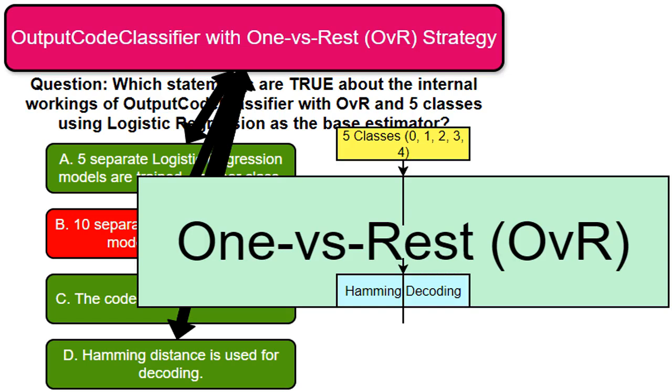In this approach, a separate binary classifier is trained for each class. Each classifier is tasked with distinguishing one specific class from all the other classes. Think of it like having 5 separate judges, each deciding if a submission belongs to their specific category or not.